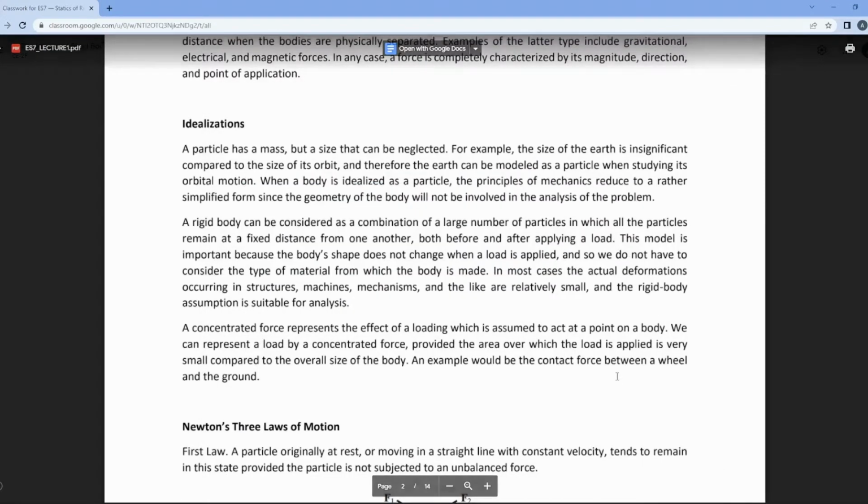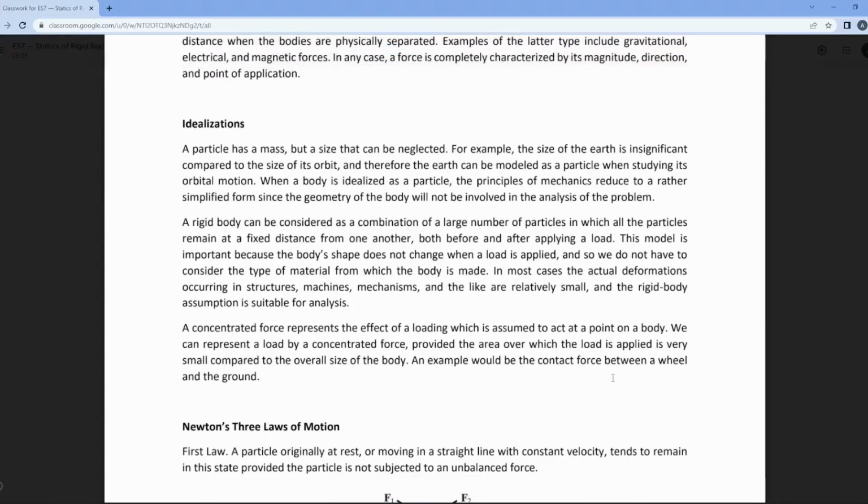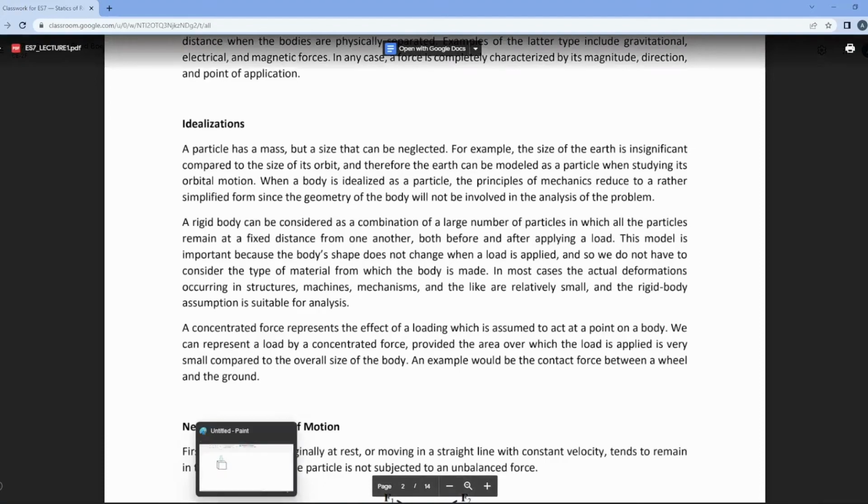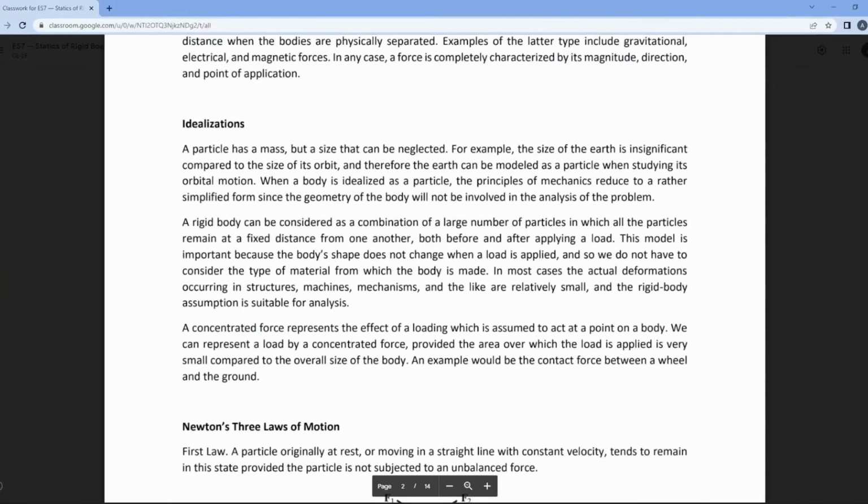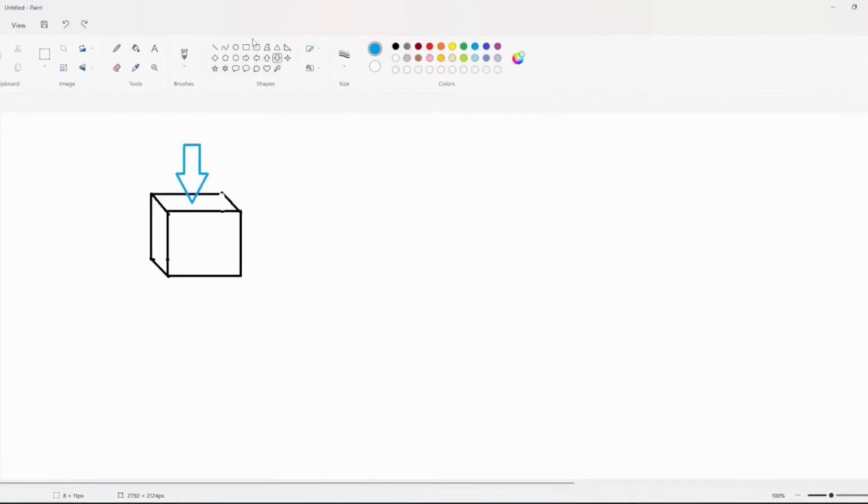A concentrated force represents the effect of a loading which is assumed to act at a point on a body. So we can represent a load by a concentrated force provided the area over which the load is applied is very small compared to the overall size of the body. So example daw dyan ay, let's say, a wheel.